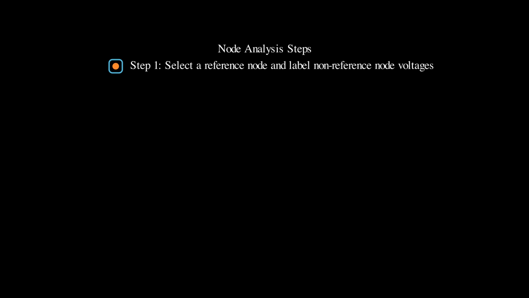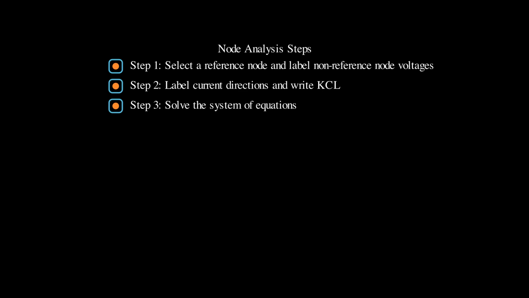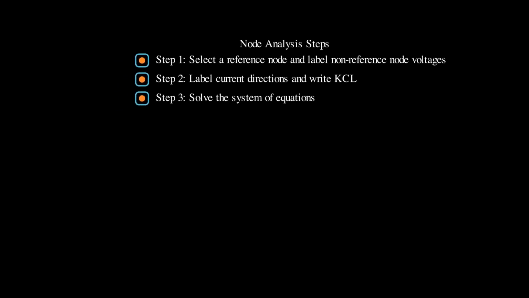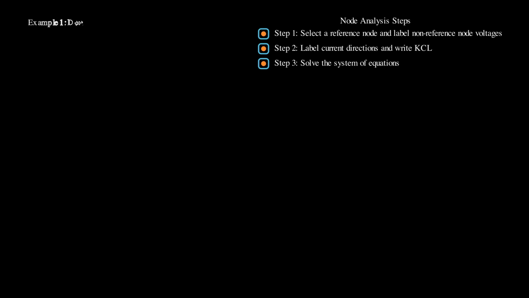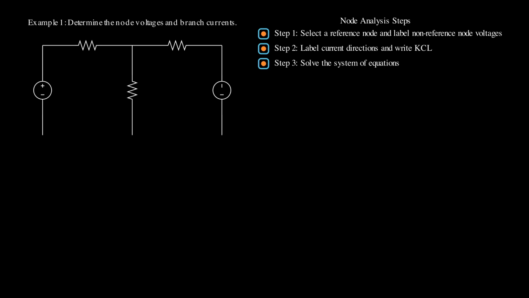Now let's dive into it. The steps of the node analysis method are the following. Step 1. Select a reference node and label non-reference node voltages. Step 2. Label current directions and write KCL. Step 3. Solve the system of equations. Now let's see an example. This is the same circuit we used to explain the concepts. We need to determine the node voltages and branch currents.